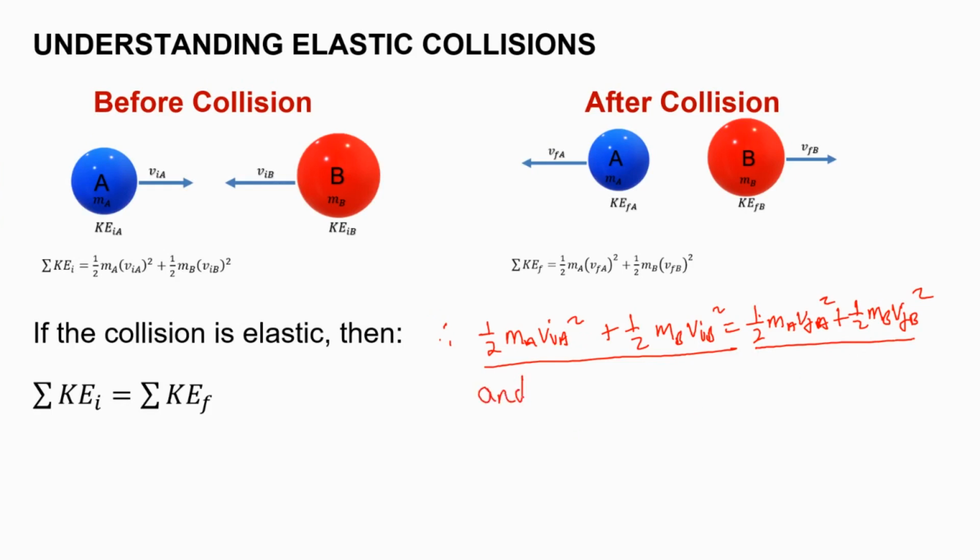And remember, we said for elastic collisions, both the kinetic energy and momentum are conserved. And remember, momentum is also conserved. So m_A v_iA plus m_B v_iB, this is the total initial momentum, is equal to the total final momentum.